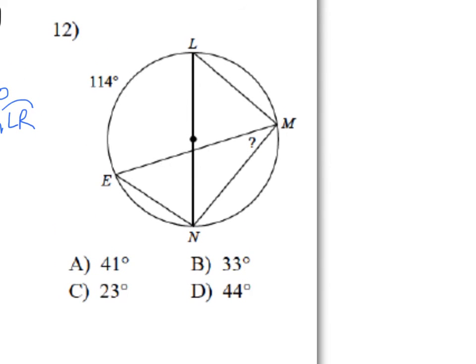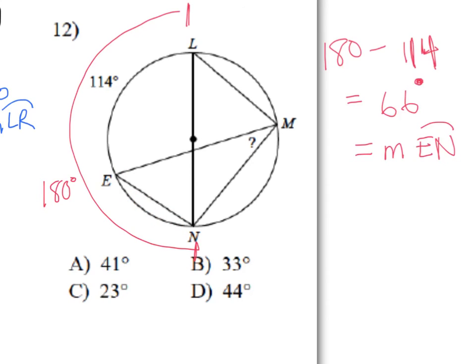Alright, number 12, pause, take a moment, solve it yourself. So once again I notice they've given me the diameter, which means I will probably use the fact that this arc, LEN, is a semicircle, which means it's 180 degrees. So if this whole arc is 180 degrees, the fact that L to E is 114 enables me to find arc EN. So the measure of arc EN is 66 degrees.